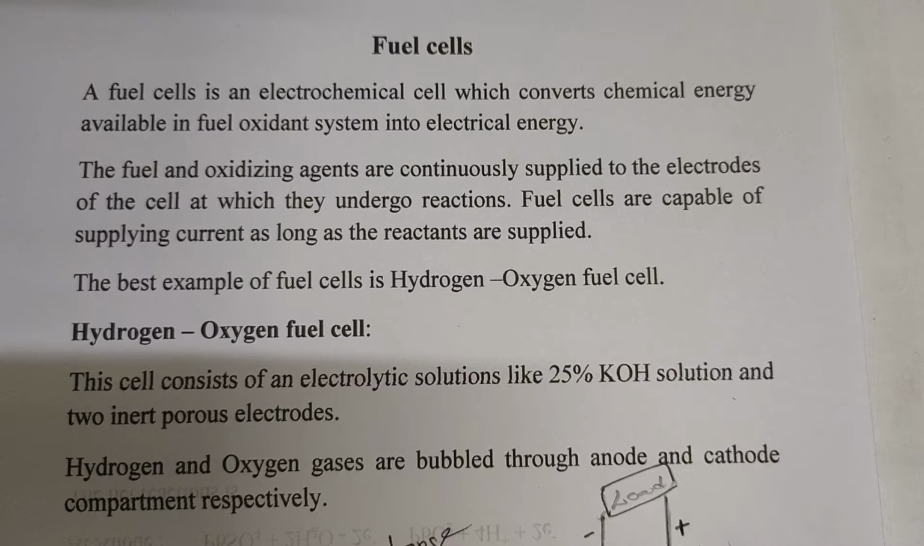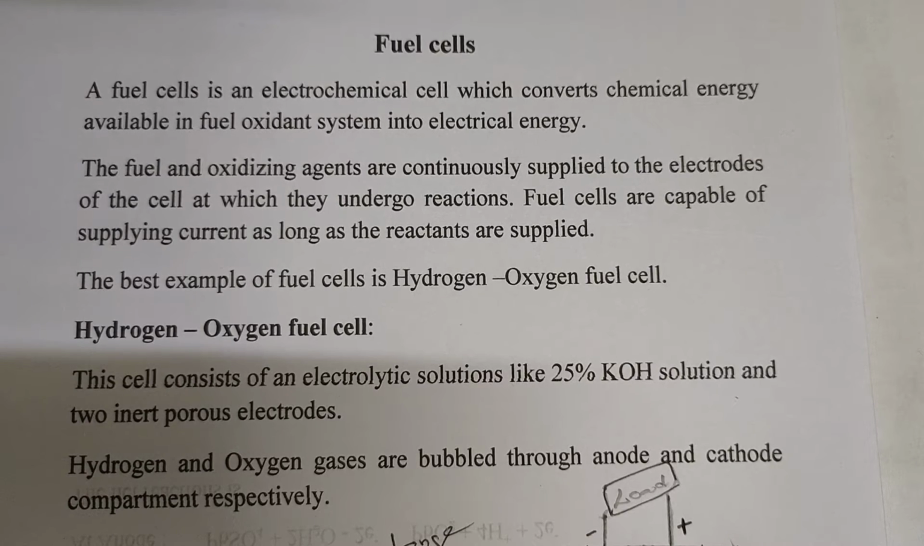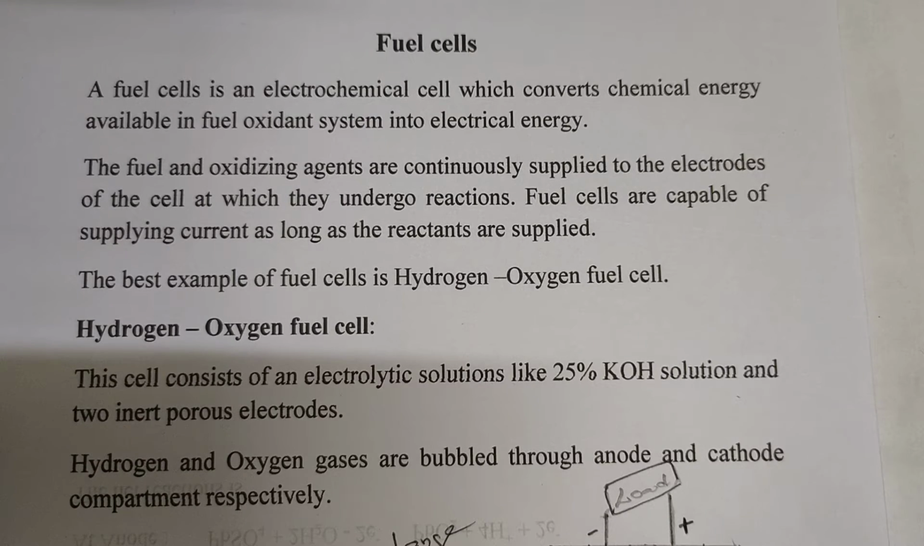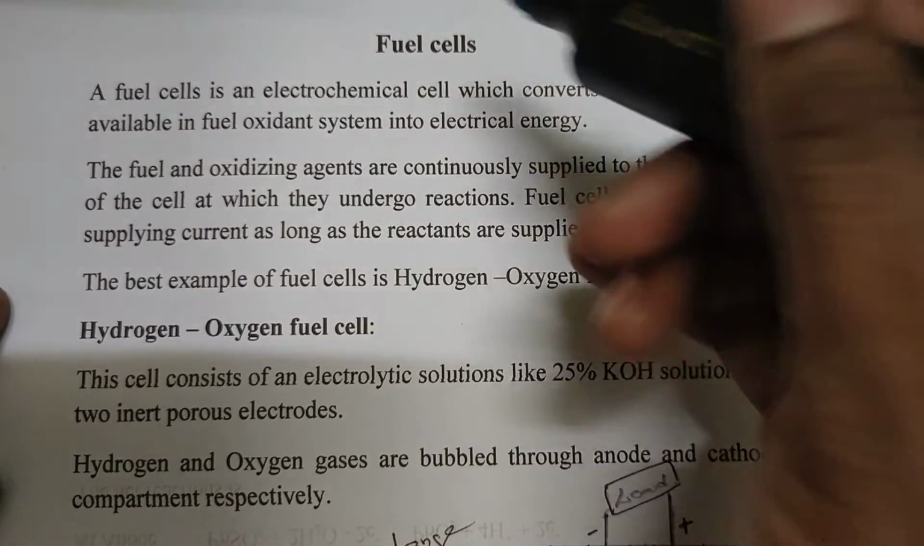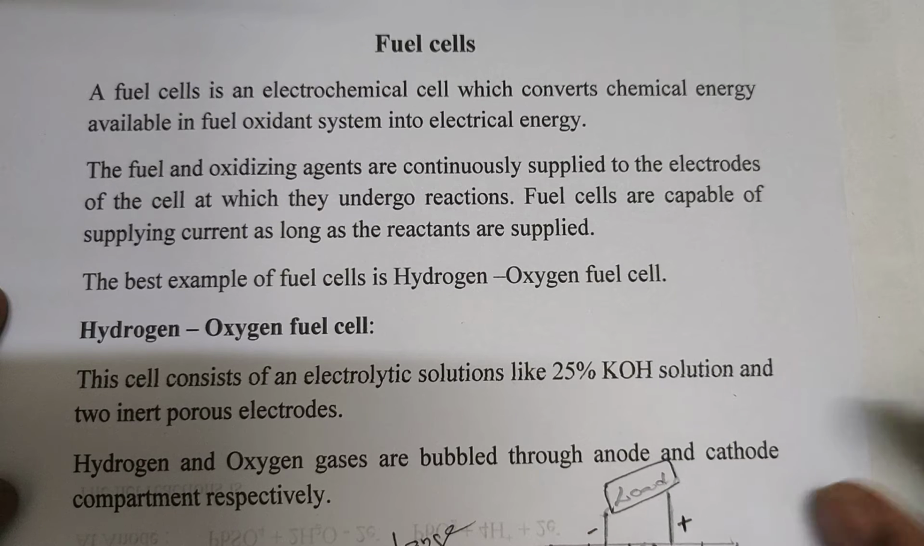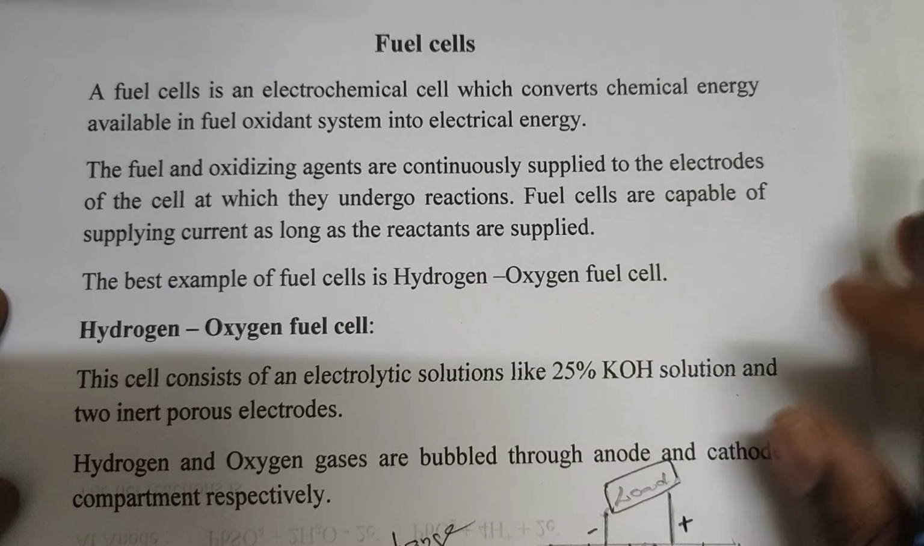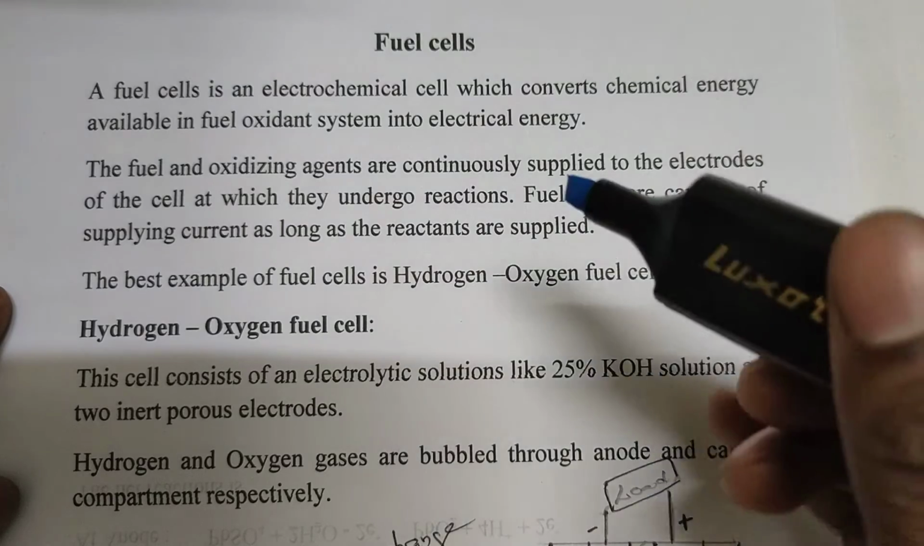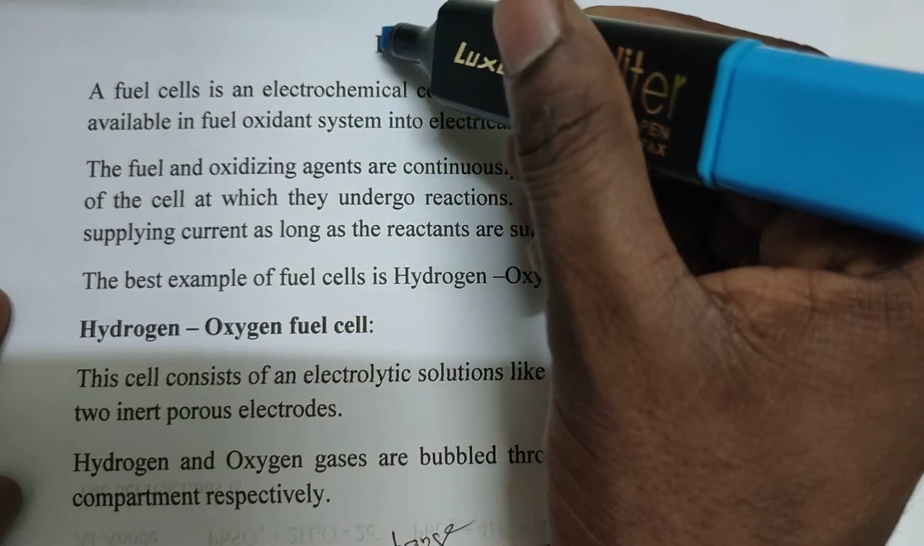Now I am going to explain you fuel cells. You know that a cell is a combination of two half cells. One half cell acts as anode and another half cell acts as cathode, and these two are connected with a conducting wire. Similarly, fuel cells.